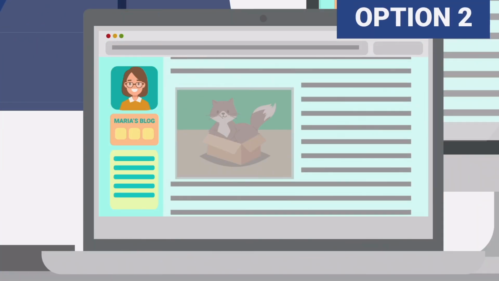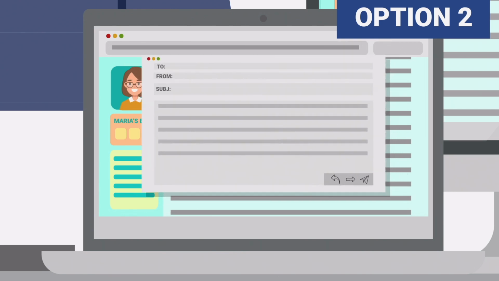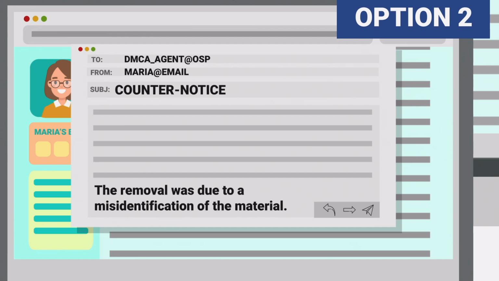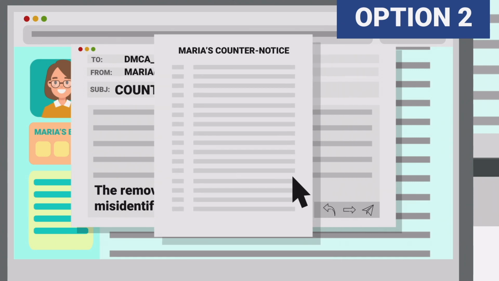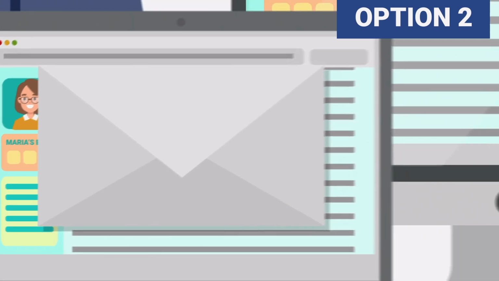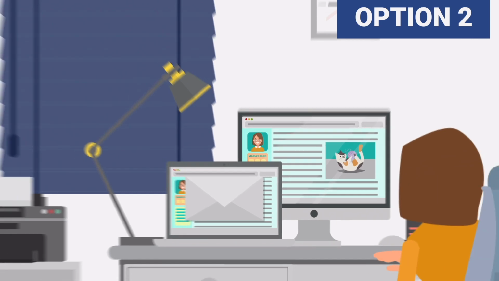Or, if Maria believes that her use of Nate's work doesn't infringe on his copyright, for example, if it meets the criteria for fair use found in the Copyright Act, she can send her online service provider a counter notice requesting that they restore the photograph. In her counter notice, Maria must provide certain information specified in the Copyright Act. The Copyright Office's website provides a sample counter notice Maria can use. Once Maria completes her counter notice, she must email it to the online service provider's DMCA agent.